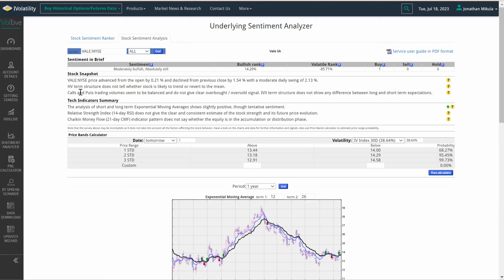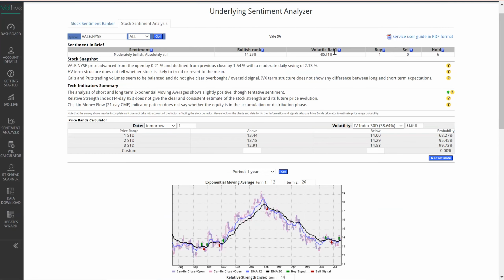So moving on to Vale, since we're live here, we can go ahead and do a live service guide of the sentiment analyzer. When I'm in a rush, the first thing I look at is this top field, and then I'll skim the paragraphs below. Sentiment gives me a quick snapshot of what's going on with the stock, this column right here. So for Vale, we have moderately bullish, absolutely still. Okay, well, let's drill a little bit deeper.